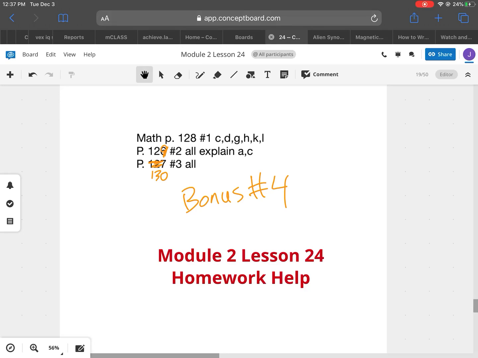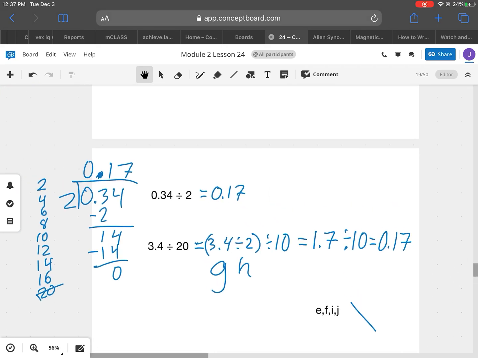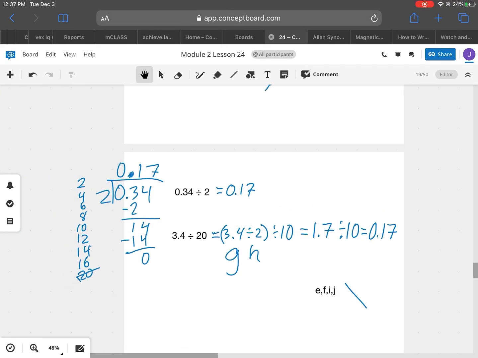So this is homework help for Module 2, Lesson 24. Here's the homework. That's pages 128, 129, and 130. And the bonus is 4. Here's some of the work that we did in class.